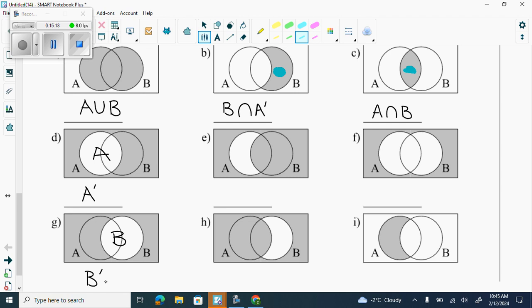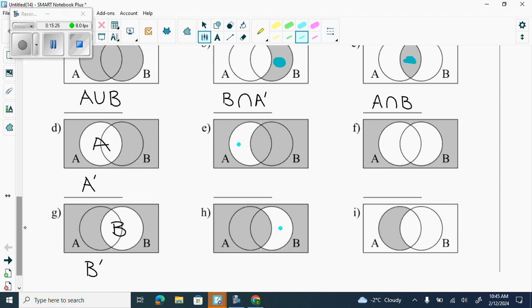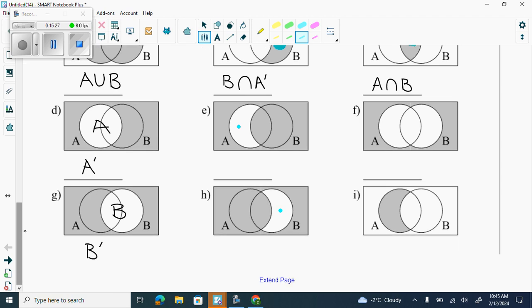Now look at here. The only thing not shaded is a crescent moon. Do you see that? So when the only thing not shaded is a crescent moon, I'm going to use unions because I need a lot of shading. Or means more. I need a lot of shading. So I know at the very least I have a union in there. That should narrow it down a bit.